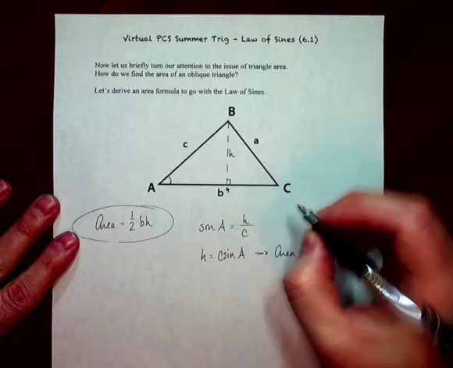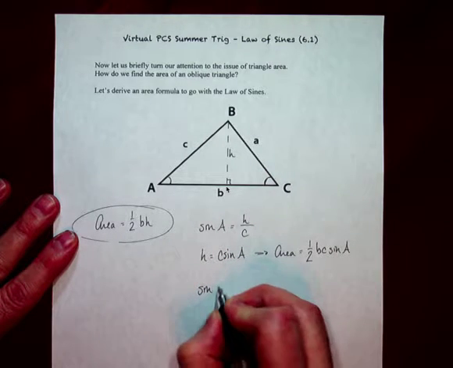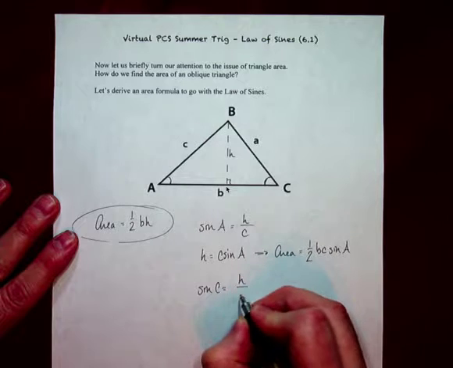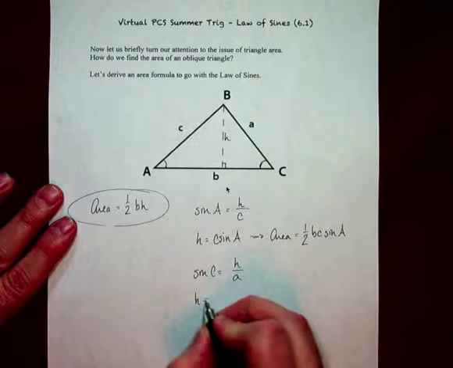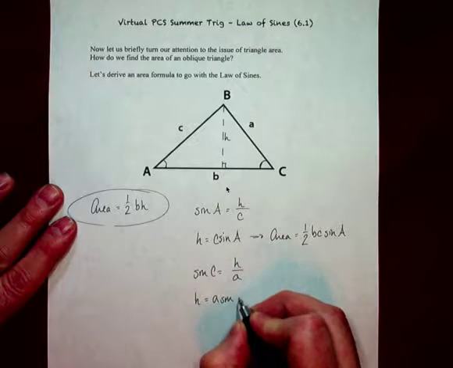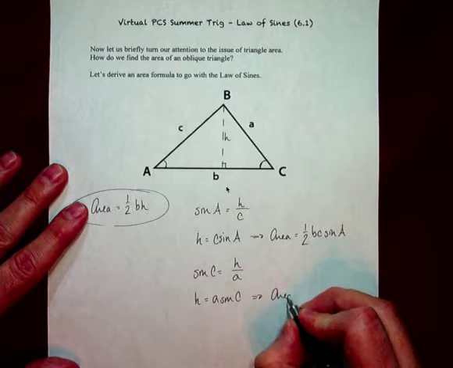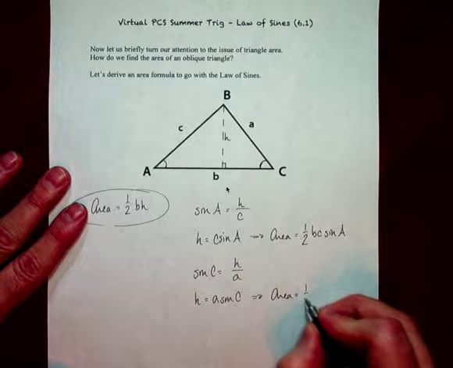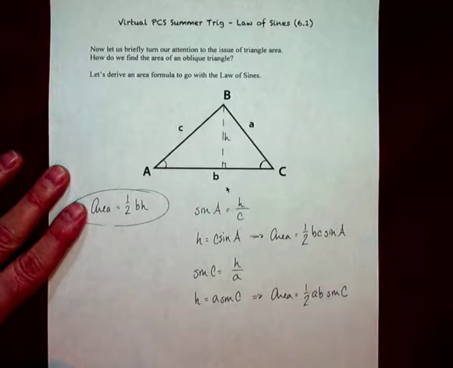Well, let's look at C right here. Sine of C is H over A, and H is equal to A sine C. So that can be plugged into my area formula. Area is equal to 1/2 AB sine C.